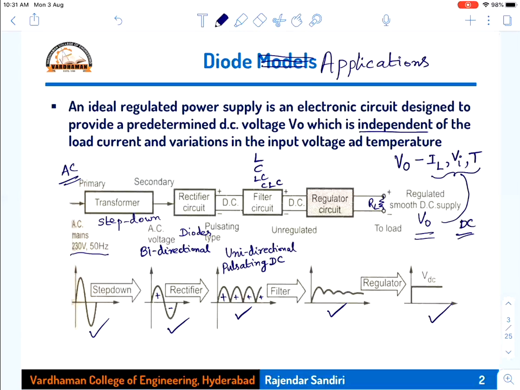What is Zener diode actually? What are its VI characteristics? How this Zener diode is used as a voltage regulator. So all those things we will see in our next coming lectures.